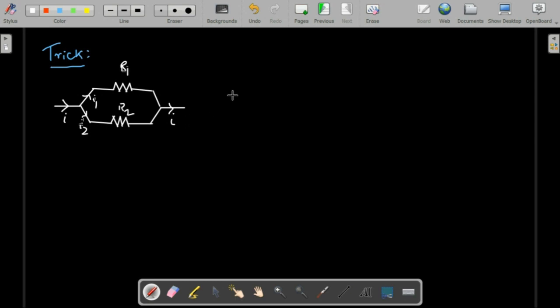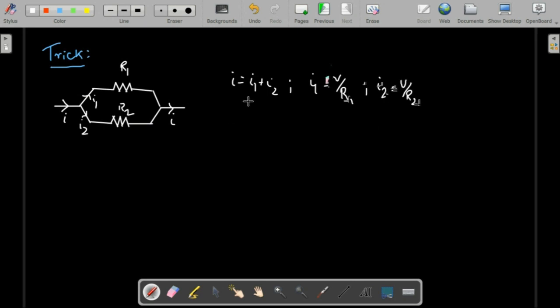Now for a general statement, we can write I is equal to I1 plus I2. And V is equal to IR. I think we're talking about current here, so let me write it down as I1 is V by R1, because the voltage will remain the same in a parallel connection, and I2 is V by R2.